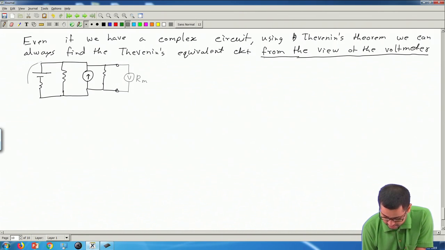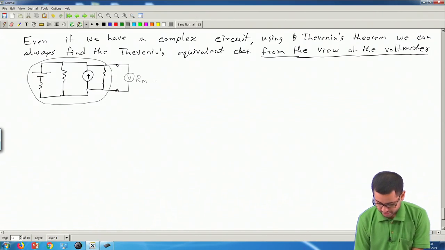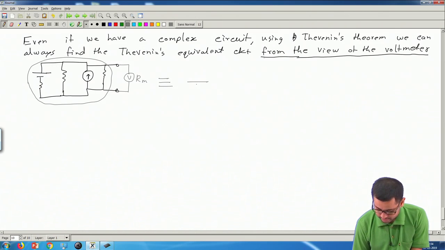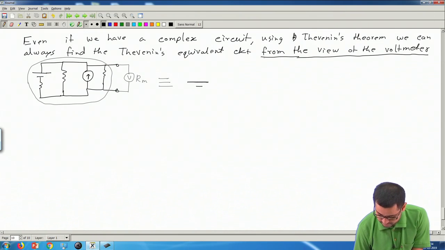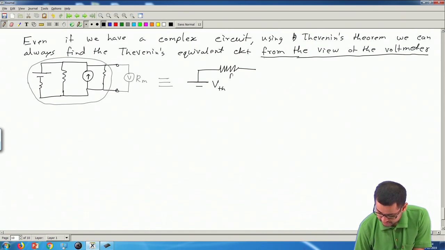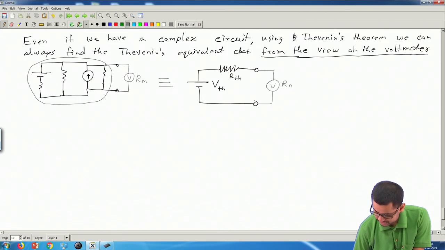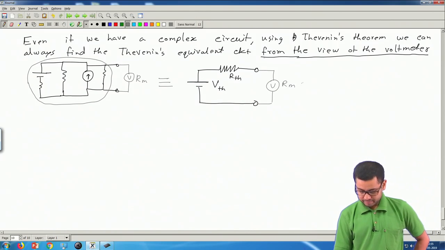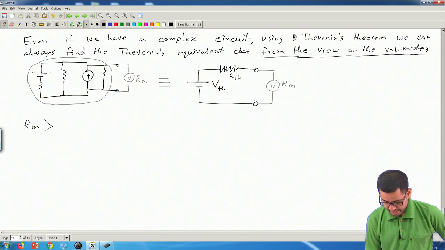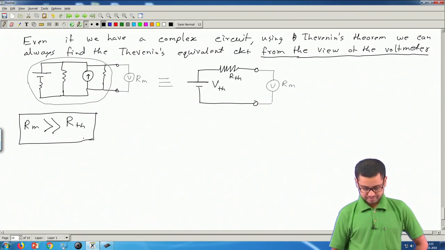That means if we look into this circuit from these two terminals, we can always get an equivalent voltage source, call it VTH, the Thevenin voltage, in series with RTH, the Thevenin resistance, which is the same as the Norton resistance, and the voltmeter is here with internal resistance Rm. Now, we can say Rm should be much higher than RTH, the resistance of the circuit as seen by the voltmeter. So this is what we want. Thank you.